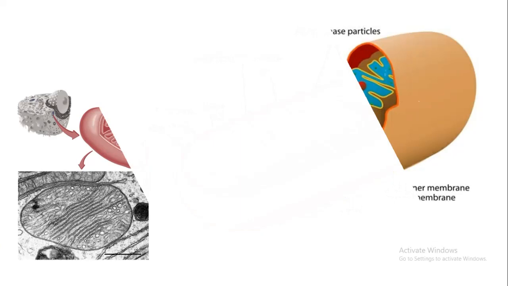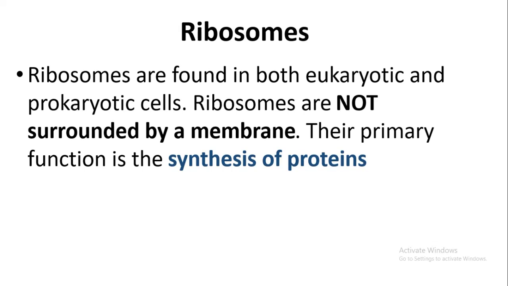Ribosomes. Where are the ribosomes produced? They are produced in the nucleolus, in the nucleus. That's where these are being produced, and they play a role in protein synthesis. Take note that ribosomes are found in both eukaryotic and prokaryotic cells, and these ribosomes are not surrounded by a membrane. So one key difference between prokaryotic and eukaryotic is that eukaryotic cells have membrane-bound organelles such as the mitochondria. Ribosomes are not membrane-bound, and they are found in both the eukaryotic and also the prokaryotic.